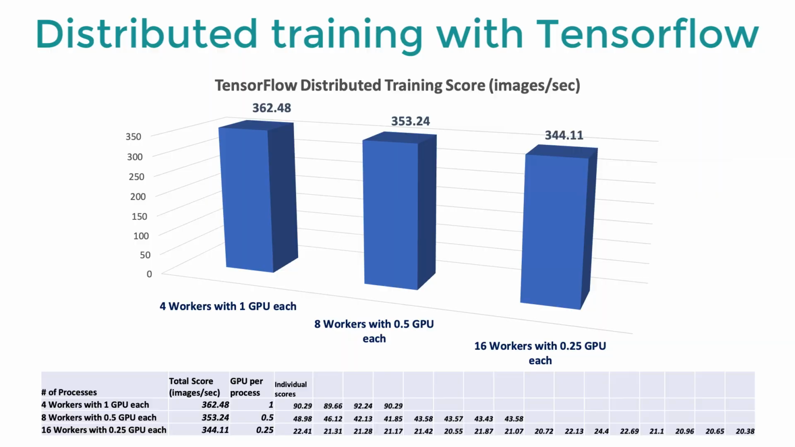We repeated the test with 2 other configurations that used partial GPU and compared the results. The outcome shows that there is only 5% degradation in image processing throughput when we use distributed ML with quarter GPU compared to a full GPU in a worker. Bitfusion enables sharing with minimum impact on performance.